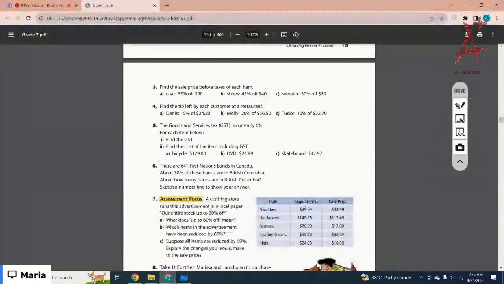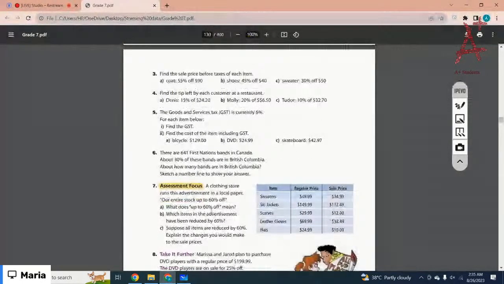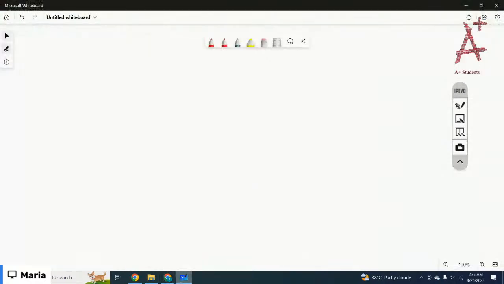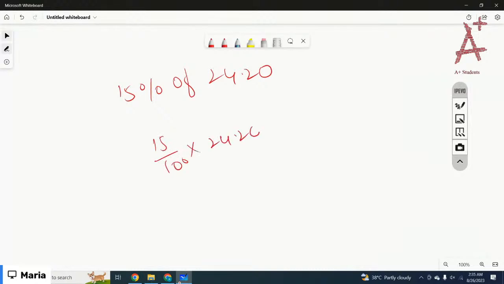The next one is find a tip left by each customer at a restaurant. 15% of 24.20. 15% of 24.20, right? Just calculate 15 over 100 times 24.20, right? 15 over 100, that is 0.15 times 24.20, that is 3.63.